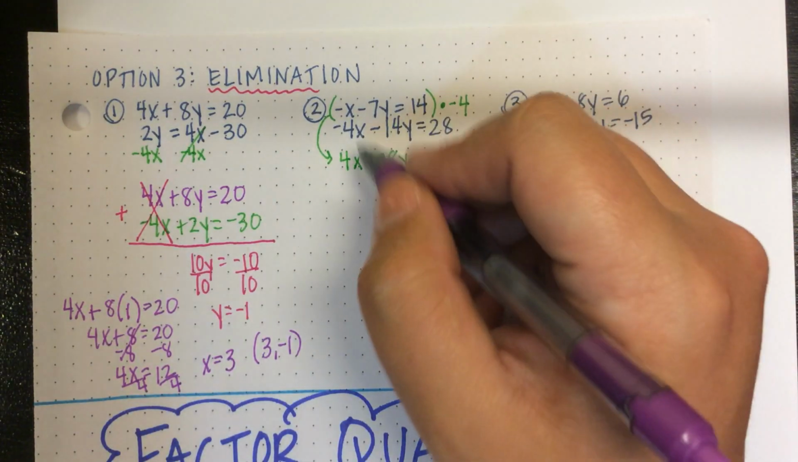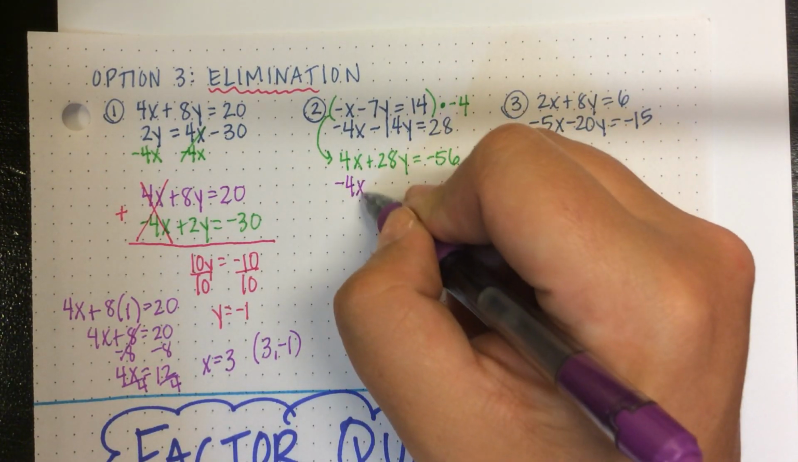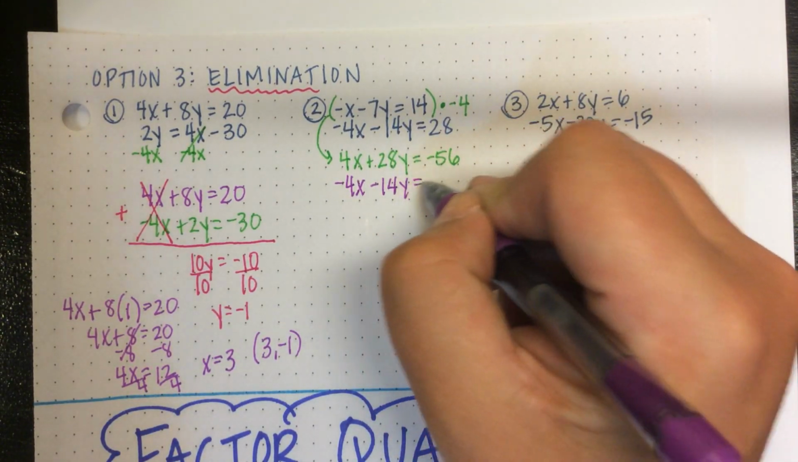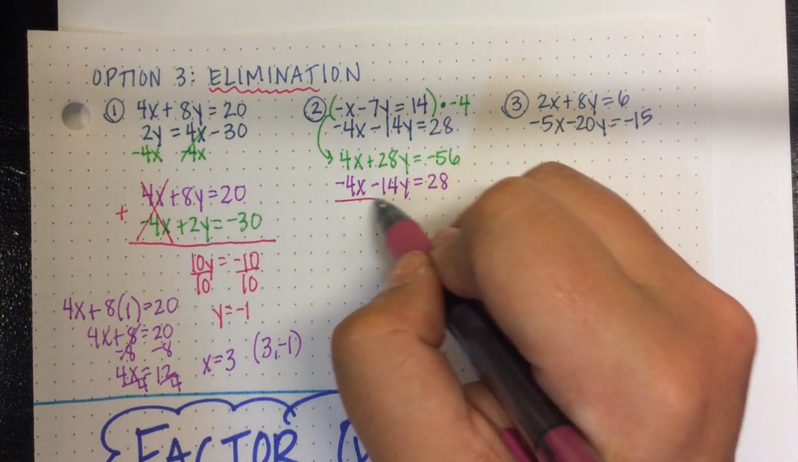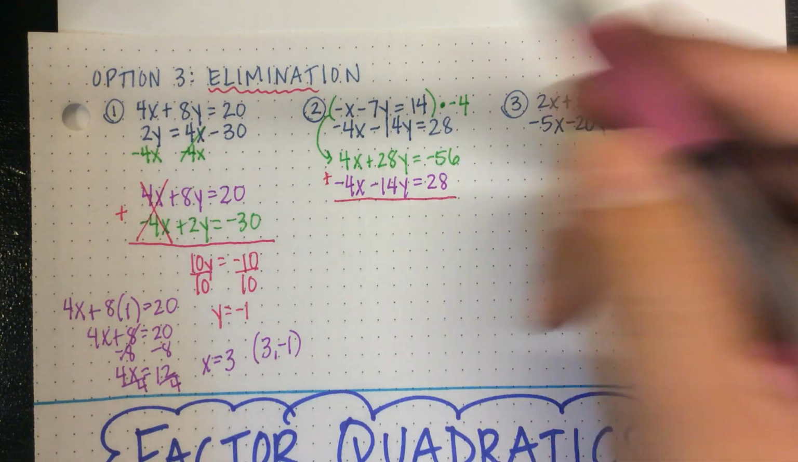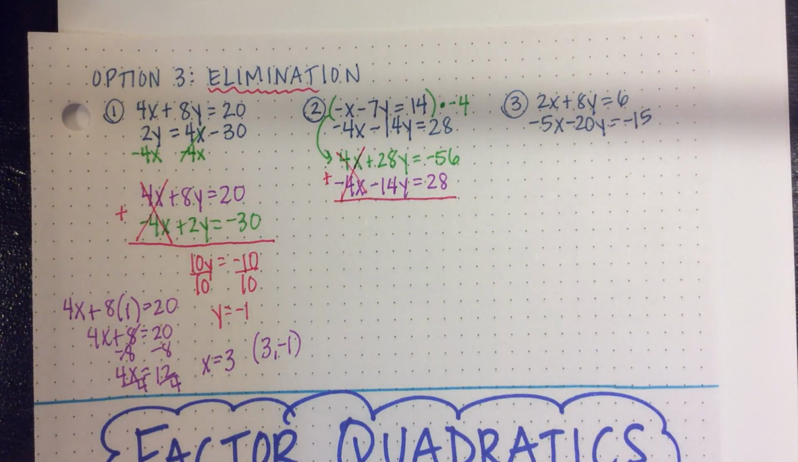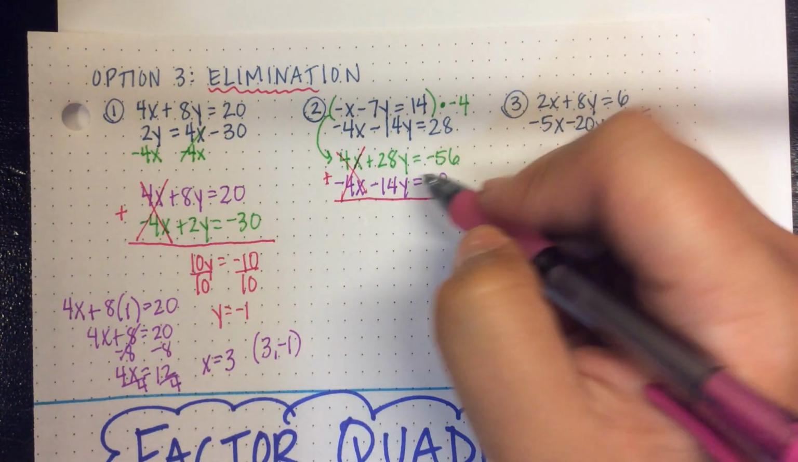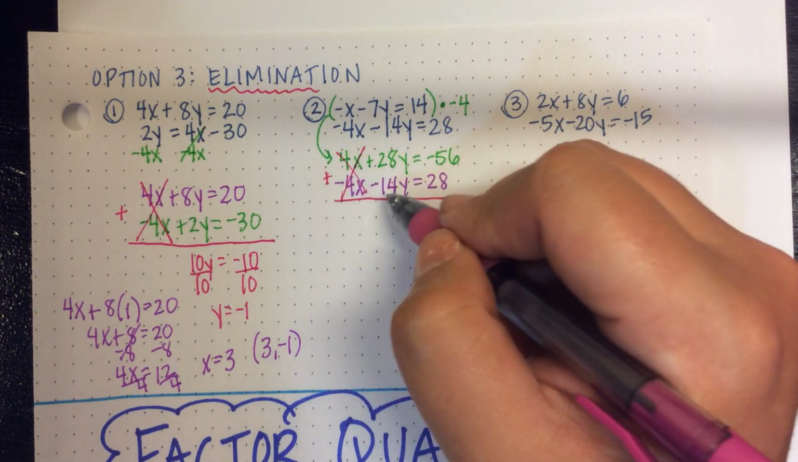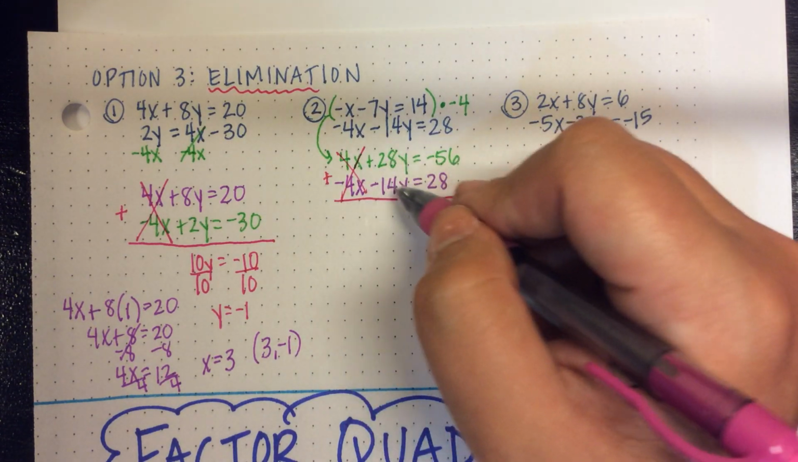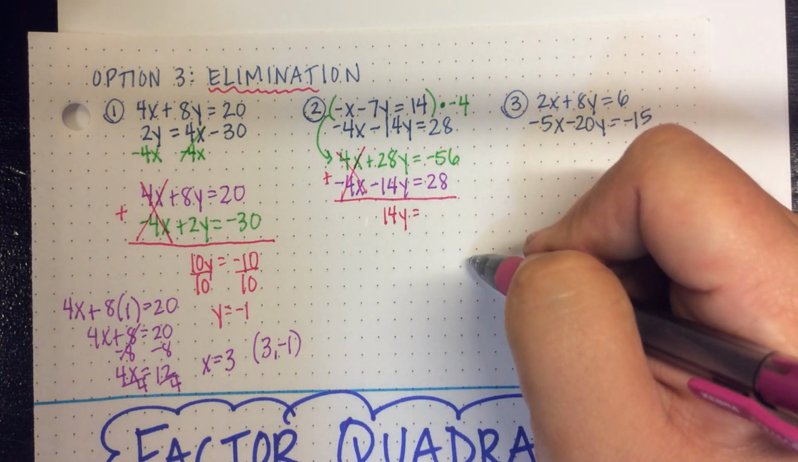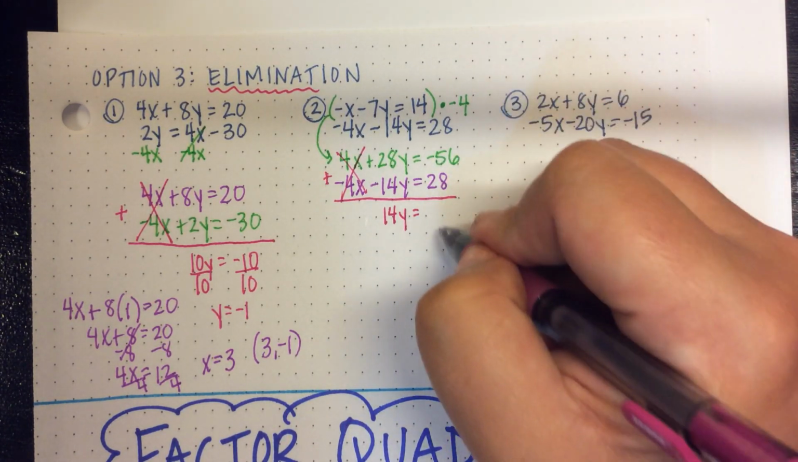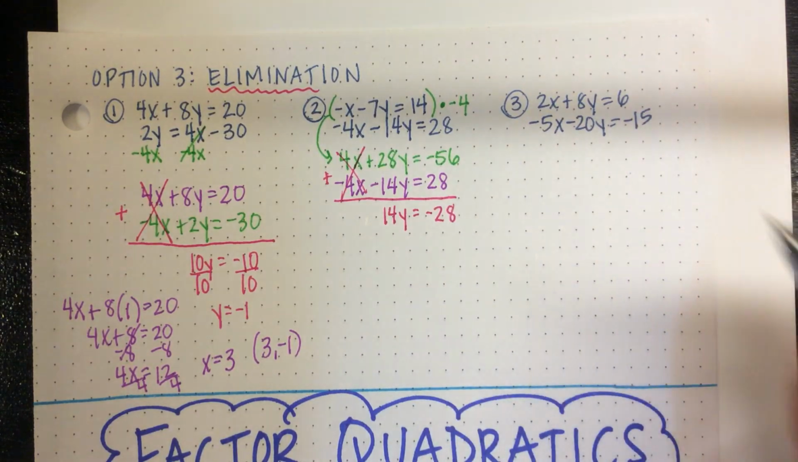Then I can bring down the next equation. I don't have to change it, so we're going to leave it just like it is. And that equals 28. Now I have something that cancels, so I can add. X's is what cancels. That's what we did this for, right? And then I have 28y plus a negative 14y, or 28 minus 14, so that's a 14y. And then I have negative 56 plus 28, and that's going to give me a negative 28.